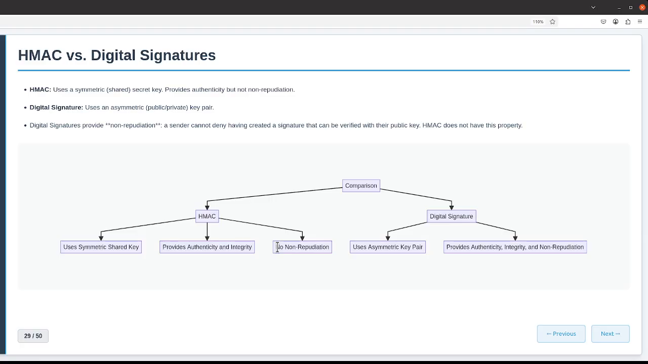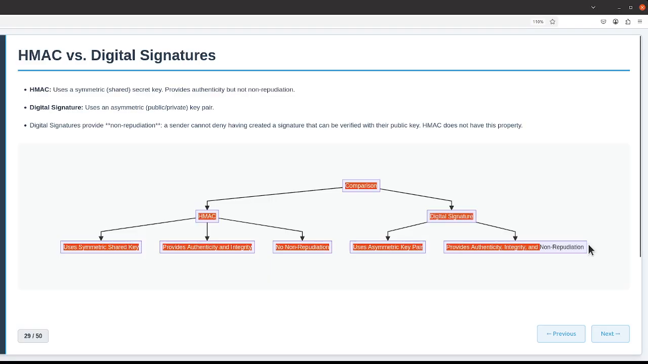Digital signatures use a private/public key pair. Only the holder of the private key can create the signature, but anyone with the public key can verify it. This means the sender cannot later deny having signed the message, a property called non-repudiation. HMAC does not provide this.